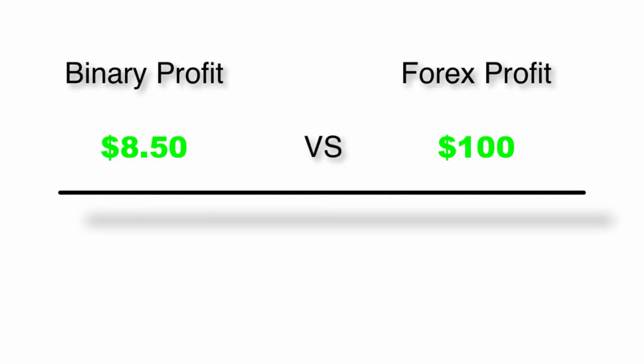Now you could argue that you could have just increased your binary bet to $100 to make the same, and you could have, but you would have been risking a lot more on that trade. You could have easily taken that Forex trade with a really tight stop loss, so you would have only risked maybe $20 to make $100.